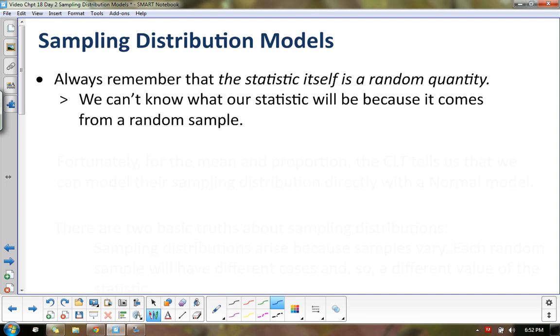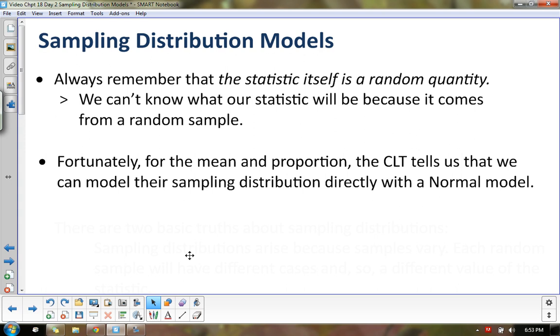Don't confuse the two. And when we're talking about sampling distribution, make sure you use the word sampling. So a statistic is a random quantity. That means that you cannot predict it. And it's a random quantity because my samples themselves are random. How am I supposed to know what the average of a sample is if the sample itself changes? Hence a random quantity. But the good news is, for means and proportions, the central limit theorem itself tells us it's okay for us to model the sampling distribution with a normal model.